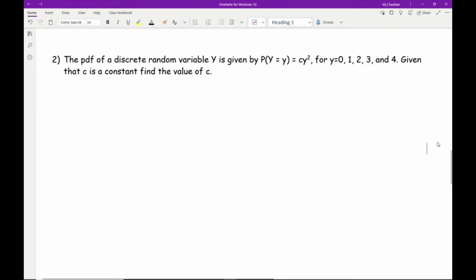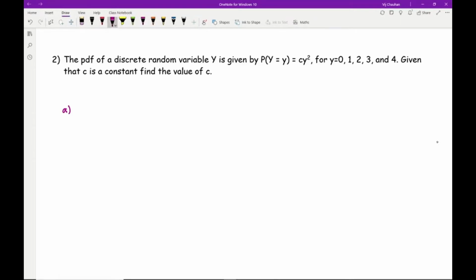So in our second example, the question says the PDF of a discrete random variable Y is given by P of Y equals cy squared for y equals 0, 1, 2, 3 and 4. Given that c is a constant, find the value of c. So first things first, we've been given the probability function. Now again, this is not really necessary, but let's have a look.